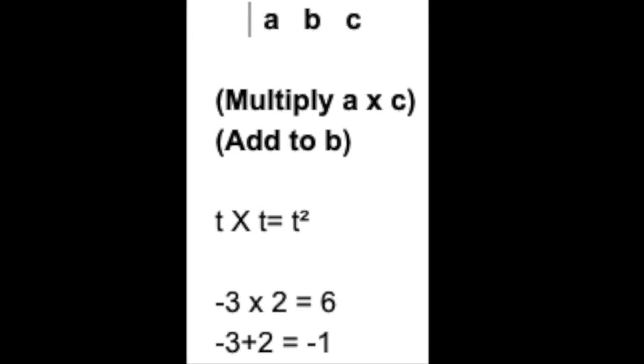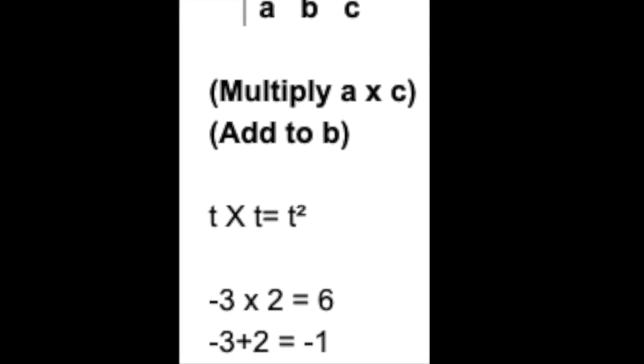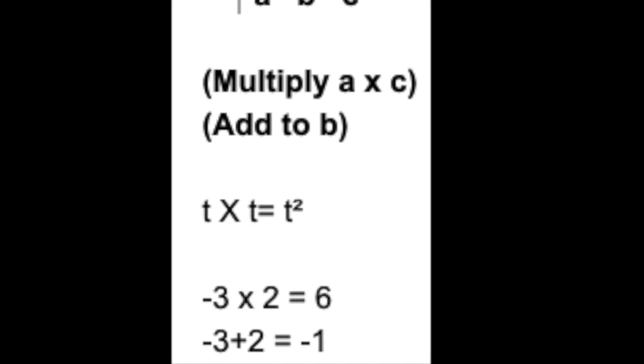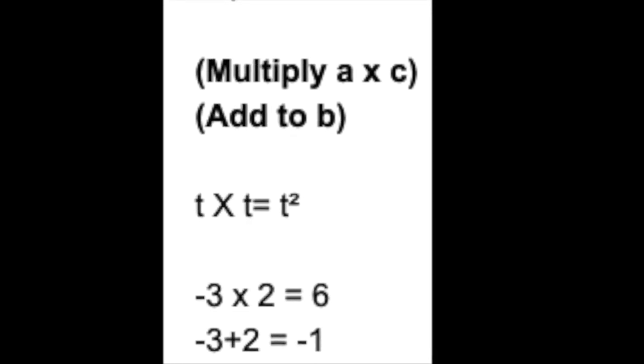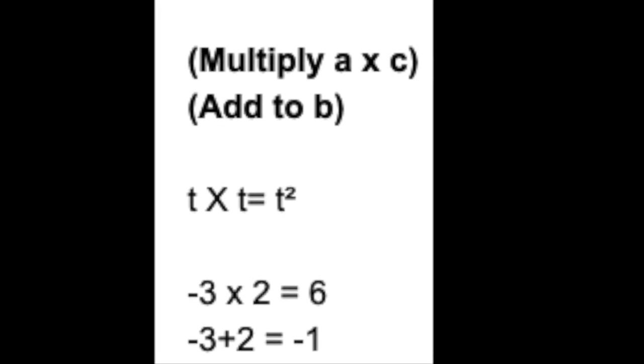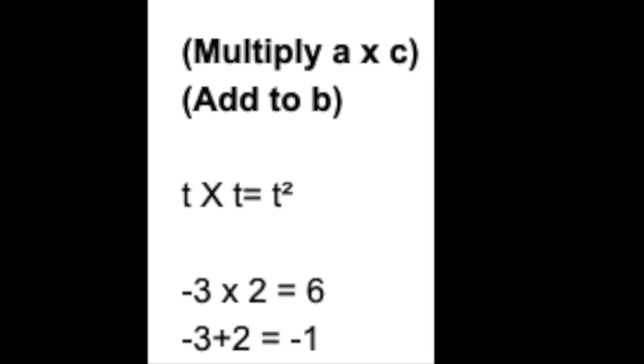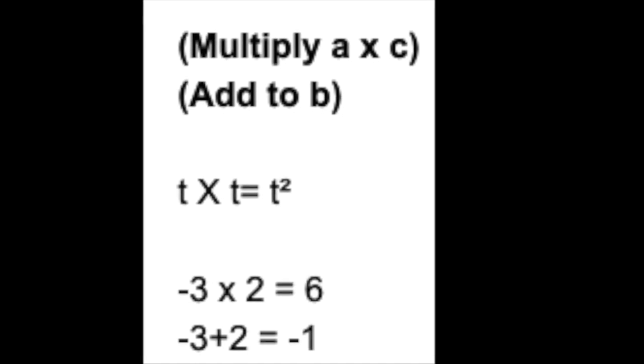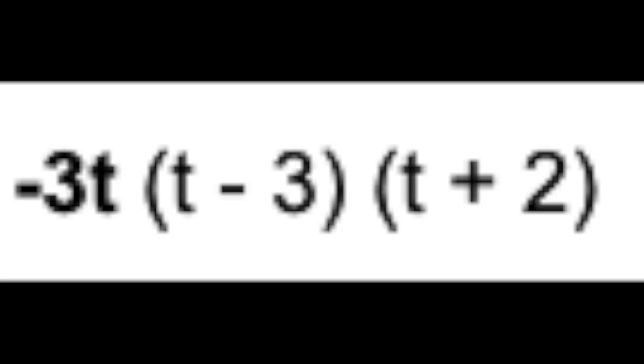We're going to label it A, B, and C. To get to the factors, we want to multiply A times C, and with those factors, they should add to B. So for A, we can do t times t, which equals t squared, and for C, we can do negative 3 times 2 equals negative 6. At that same time, we know that negative 3 times 2 is negative 6, but also negative 3 plus 2 is negative 1, which is our B factor. So we can line those up into a factored form. So now we know that our time function is negative 3t, bracket t minus 3, bracket t plus 2, bracket.